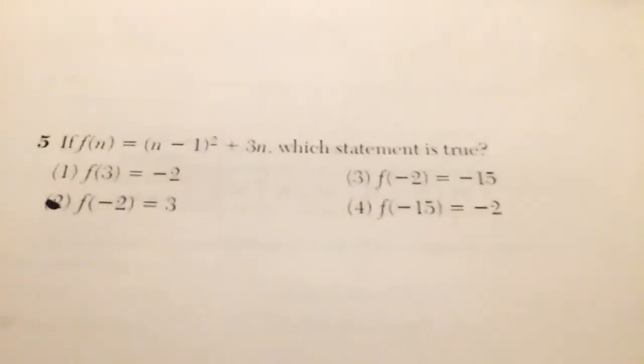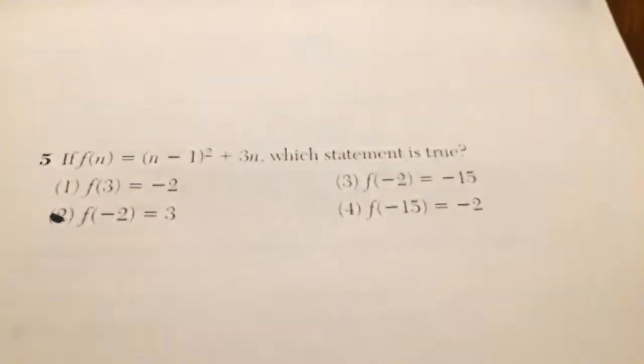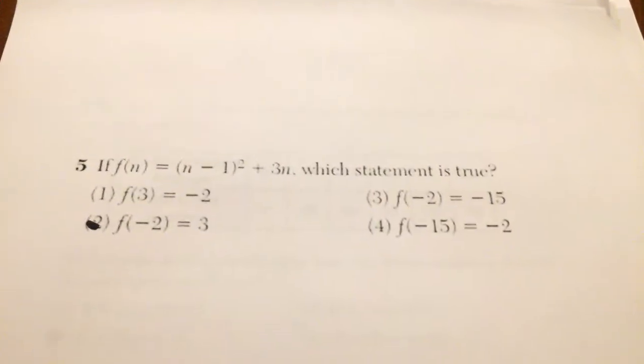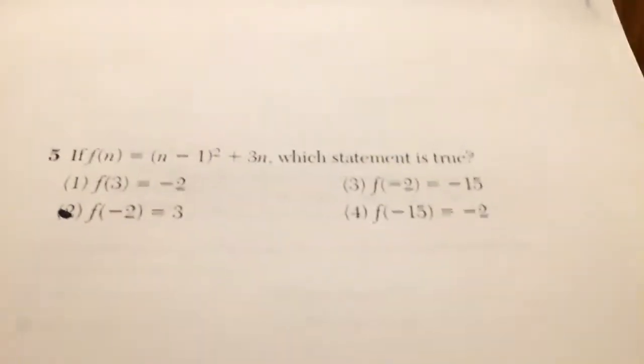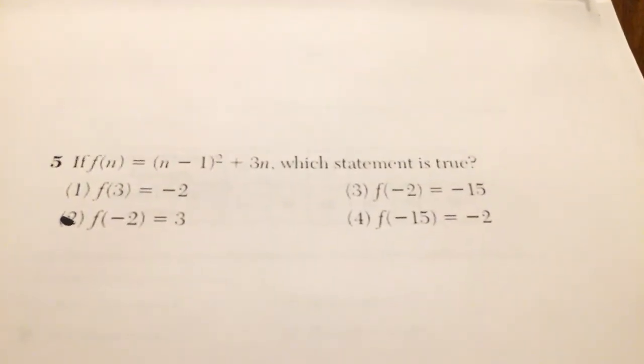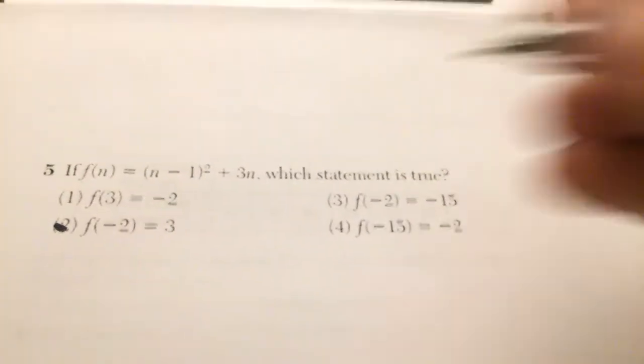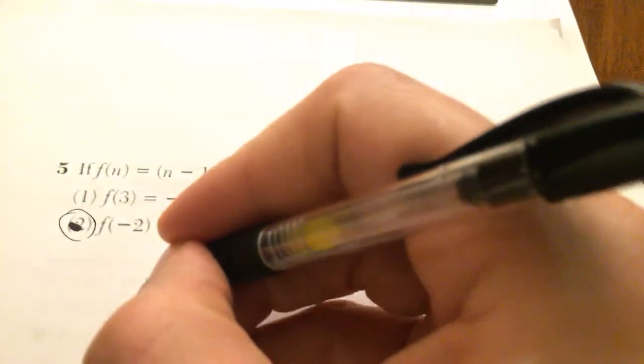Number 5 can be either thought of as a sequence or just regular function notation. They're basically asking you which of these 4 choices satisfies this function. I'm going to explain to you why it's choice number 2, kind of like what I did in the last one if you watch that video.